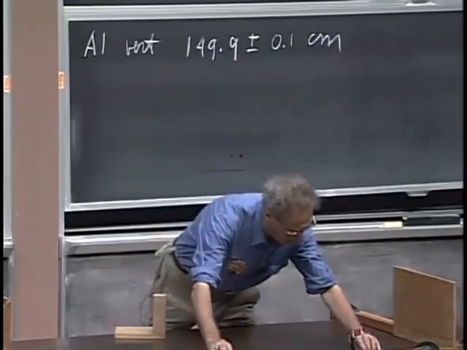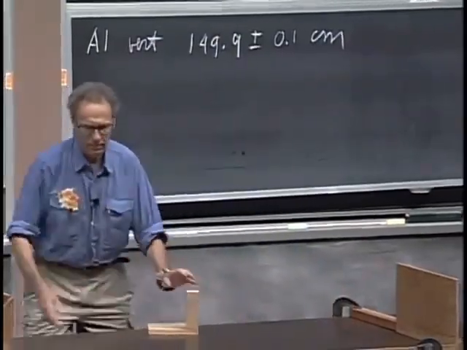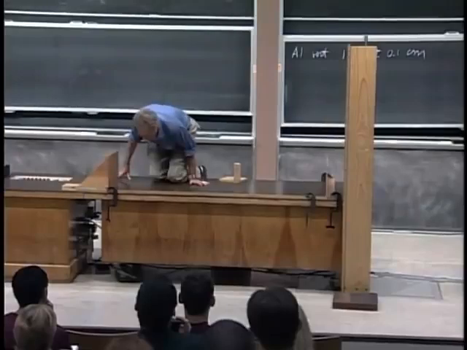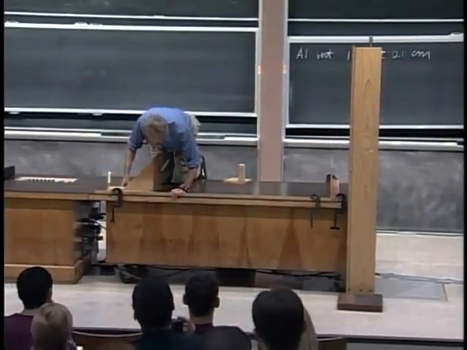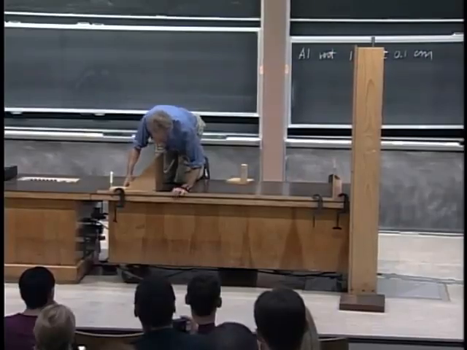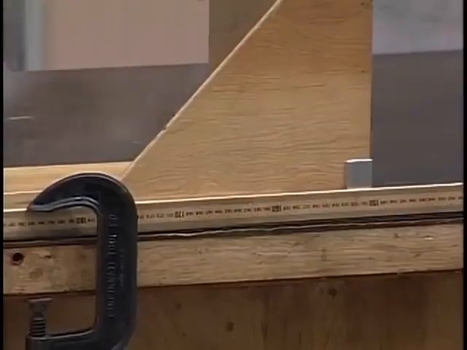Now we're going to measure the bar horizontally, for which we have a setup here. Ooh, the scale is on your side. So now I measure the length of this bar. 150.0 horizontally.